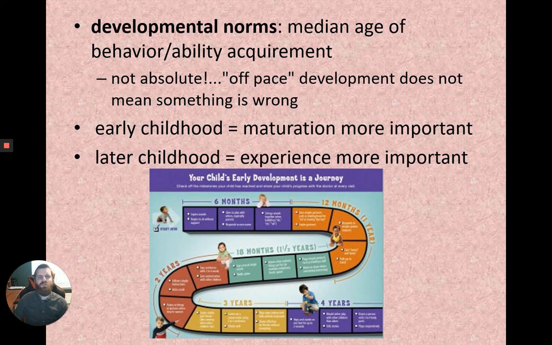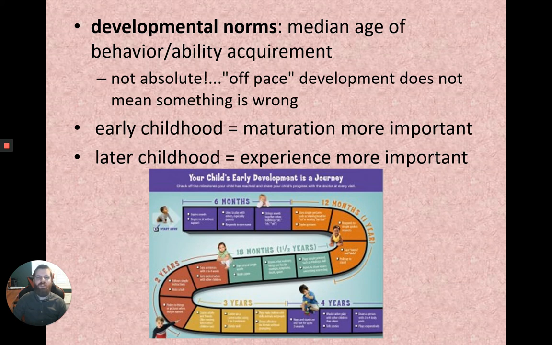And so developmental norms can be a little scary, I would imagine, as a parent, just because you're worried about your kid being off pace and worried like, oh, something's wrong, my kid's not developing. But these are just guidelines. It's not the average for everyone. It's median ages.